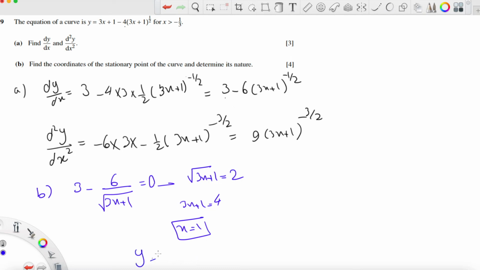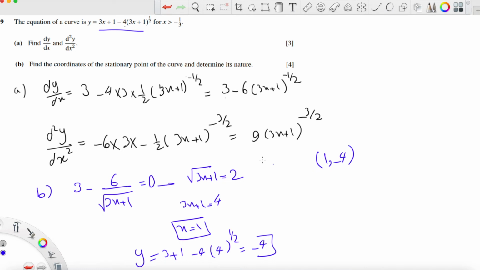X is 1. To find y coordinate, I replace in the original equation. So it would be 3 plus 1 minus 4 brackets 4 to the power of half, which is negative 4. So the stationary point coordinates actually are 1 and negative 4.